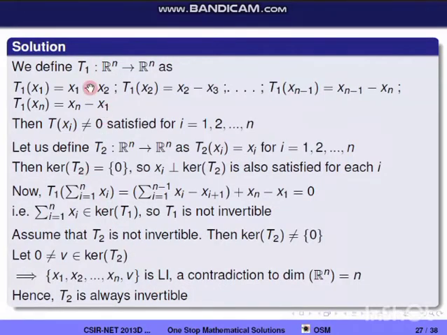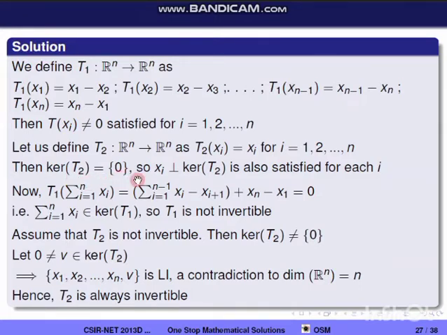Now I am defining the linear transformation T1 from Rn to Rn as T1 of x1 is equal to x1 minus x2, T1 of x2 as x2 minus x3, T1 of x_{n-1} as x_{n-1} minus x1, T1 of xn as xn minus x1. Then the condition T of xi not equal to 0 is satisfied for each i. Now let us define T2 from Rn to Rn as the identity map, T2 of xi is equal to xi for each i. Then the kernel of T2 only contains the singleton {0}.